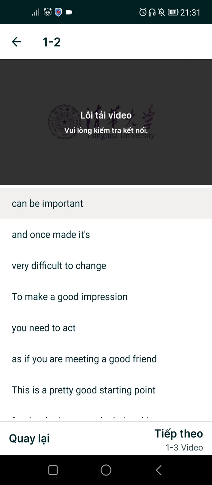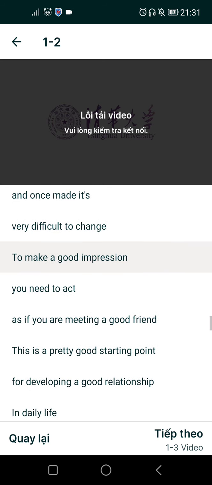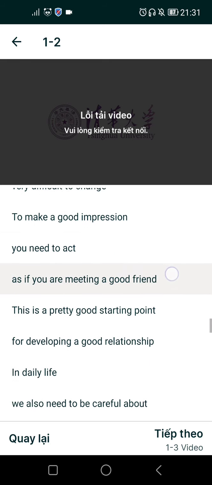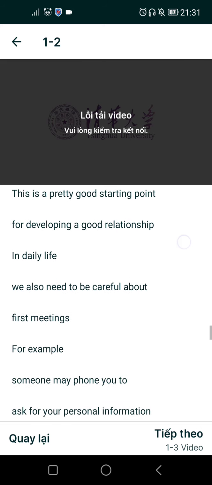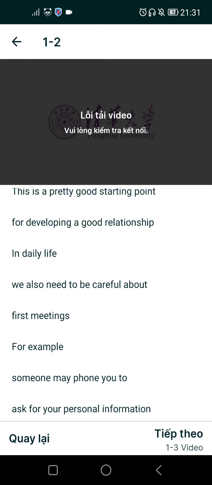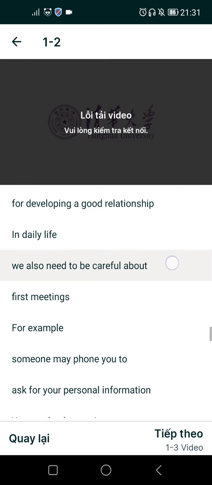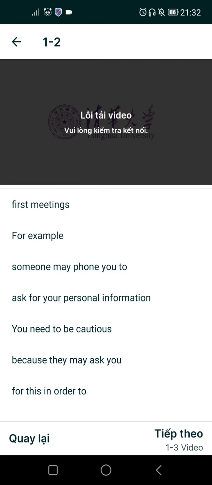To make a good impression, you need to act as if you are meeting a good friend. It is a pretty good starting point for developing a good relationship. In daily life, we also need to be careful about first meetings. For example, someone may phone you to ask for your personal information.